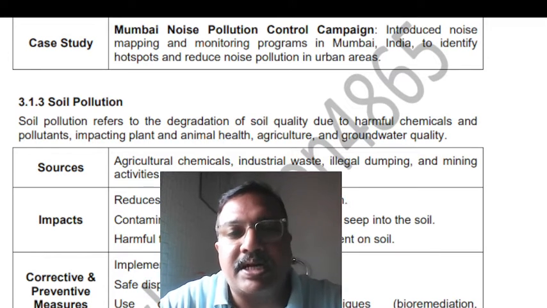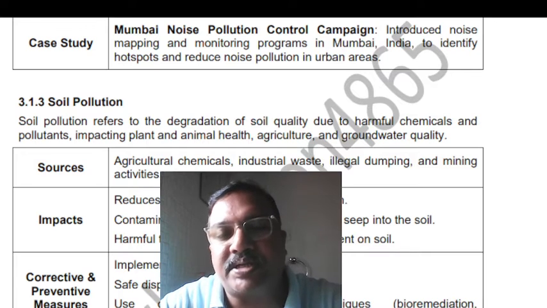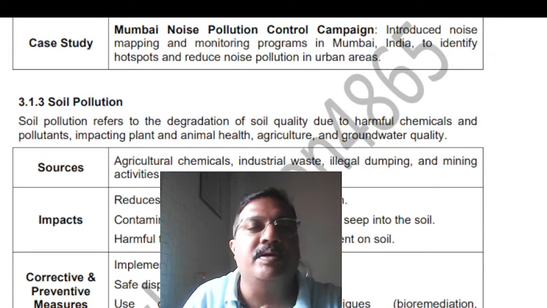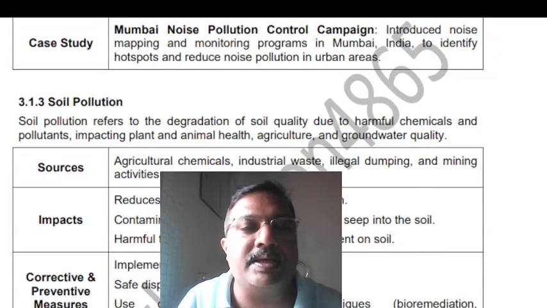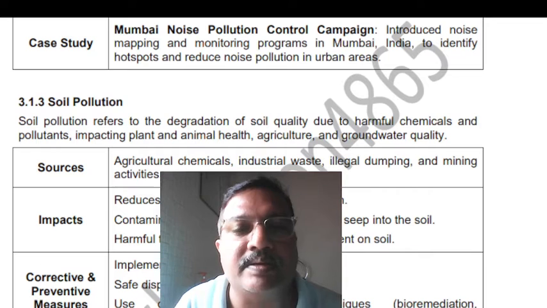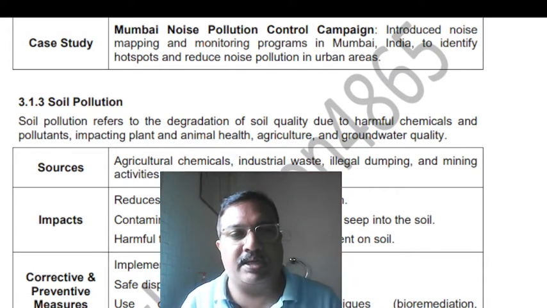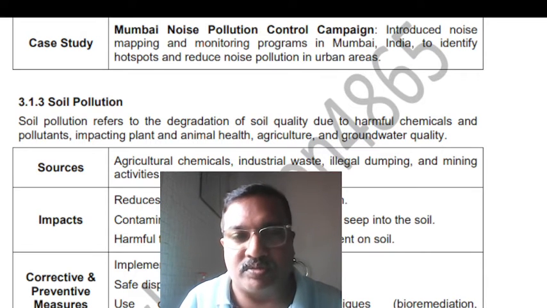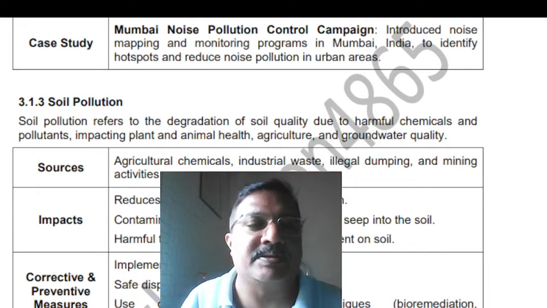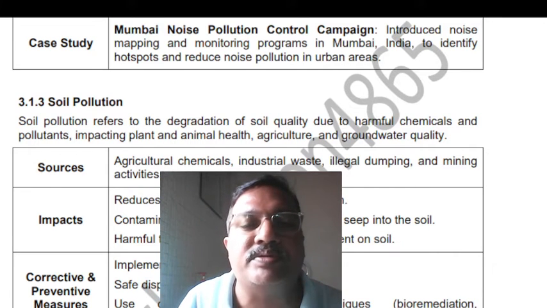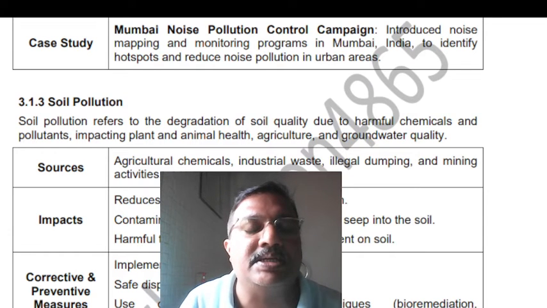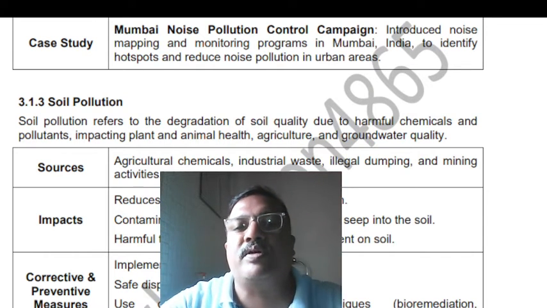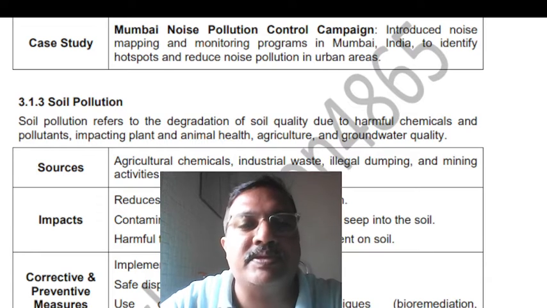Then devices were installed to measure the noise levels regularly to identify the problem areas. Then steps were taken to control the noise in these hotspots by enforcing strict rules against honking and limiting the use of loudspeakers. So this campaign helped to reduce the noise pollution in many parts of Mumbai and raised awareness among citizens about the importance of a quiet, calm, peaceful surrounding.